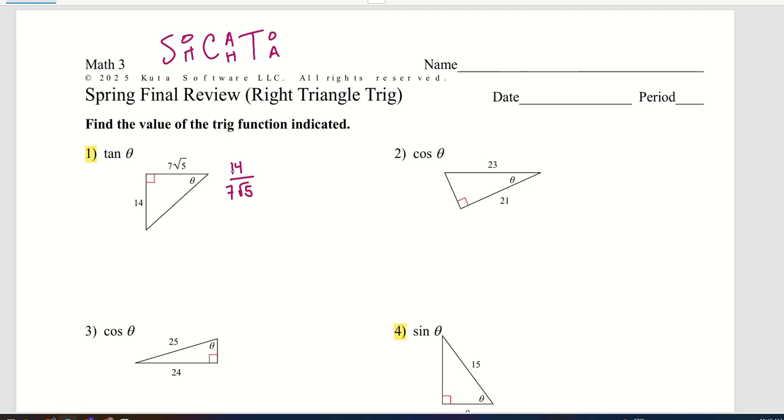This is the answer, but it's not the right answer because we do need to simplify it. 14 over 7 simplifies to just a 2 up top. We can't have a square root in the bottom, so we rationalize it. That would be 2 root 5, and root 5 times root 5 is just 5.